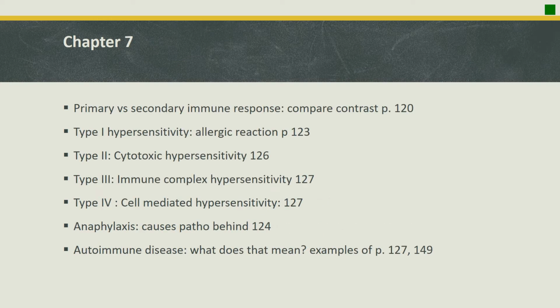All right, we're moving on to chapter 7. Let's take a look at primary versus secondary immune response. I want you to compare those. Primary is pretty much what it sounds like. It's your first exposure. You have to be exposed to something in order to produce antibodies or sensitize T lymphocytes against it. It usually takes a week or two. We can actually test serum for antibody titers.